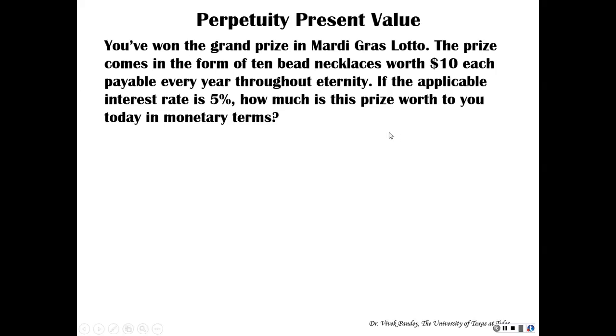Well, so what we have is a lotto that pays you 10 necklaces worth $10 each, so say $100 every year throughout eternity, like forever, right? So how much is this prize worth to you today if interest rates stay 5% per year forever, right? And surprisingly enough, the answer to this is very, very simple. And you can think about it this way.